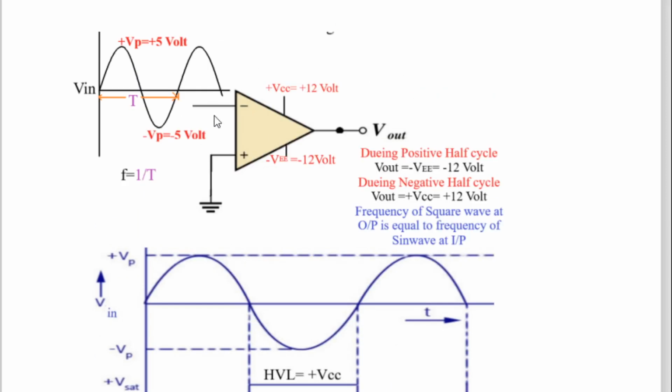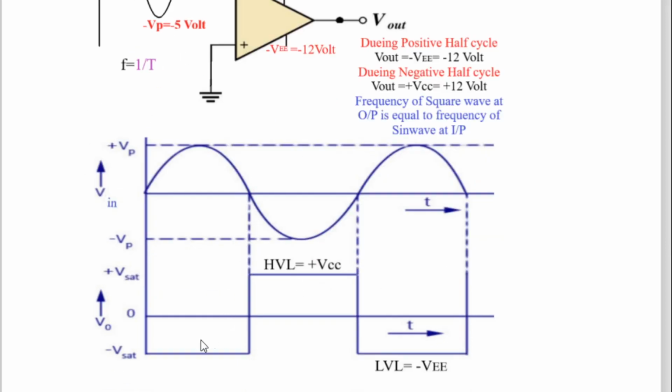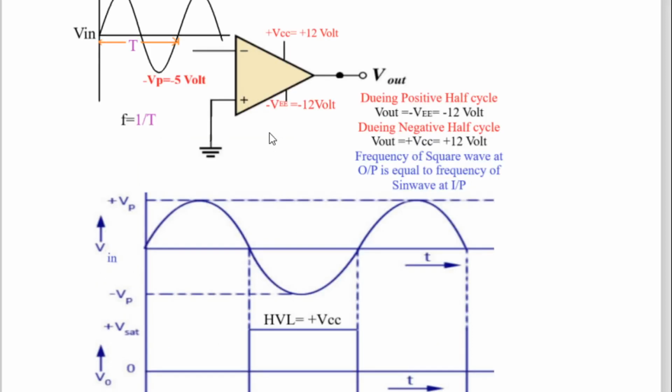Now the same thing if you reverse it. Suppose I ground the minus terminal and apply the sine wave to the plus terminal, what will happen? Initially you will not get LVL, initially you will get HVL. Initially you get HVL and thereafter you will get LVL. So that is very simple. So in this way the op-amp generates a square wave when these two inputs are changed.